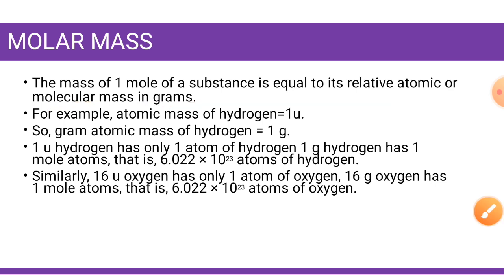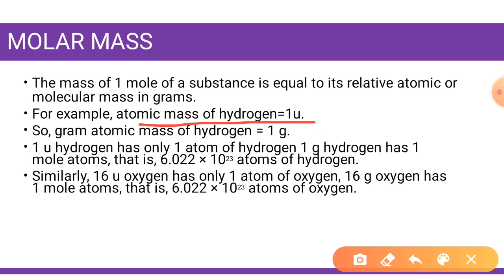Here on your screen you can see that the atomic mass of hydrogen is 1 u. We all know that. So the gram atomic mass of hydrogen will be 1 gram. We have to just put the unit gram. So 1 u of hydrogen is just 1 atom of hydrogen, while 1 gram of hydrogen is 1 mole of atoms, which is equal to 6.022 × 10^23 atoms of hydrogen. This much. This is the difference.